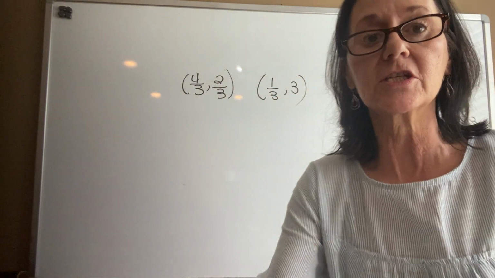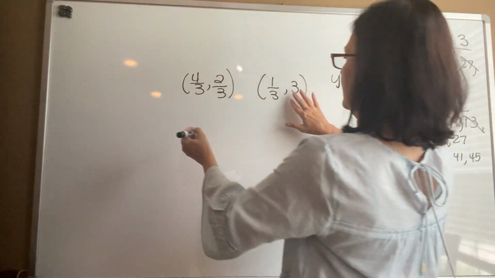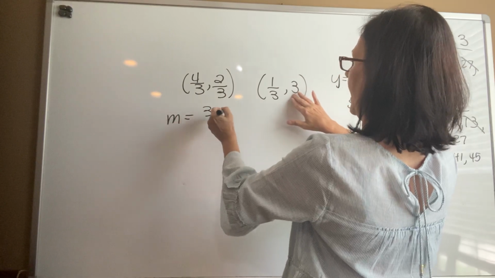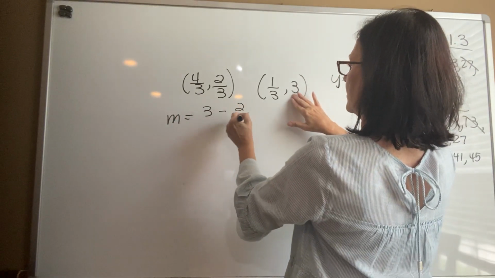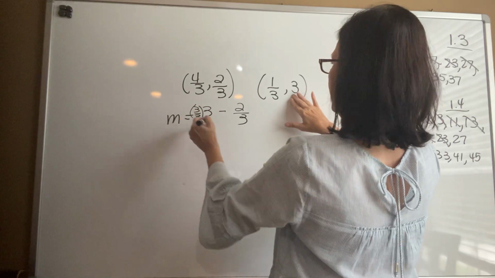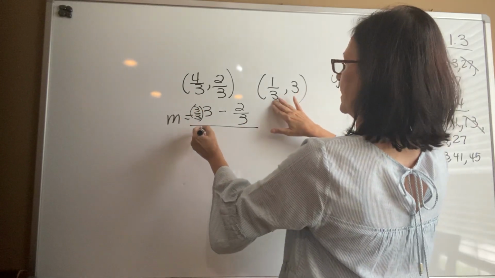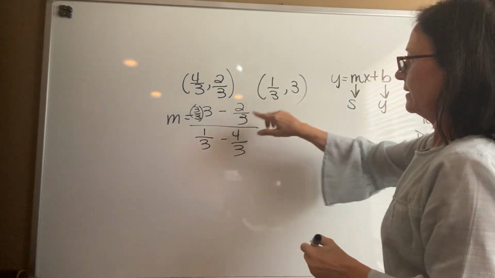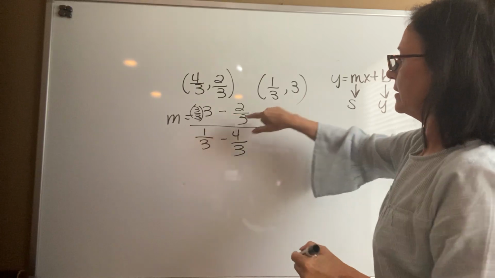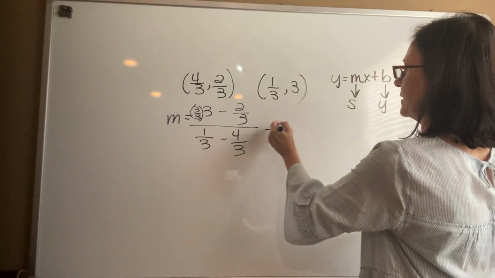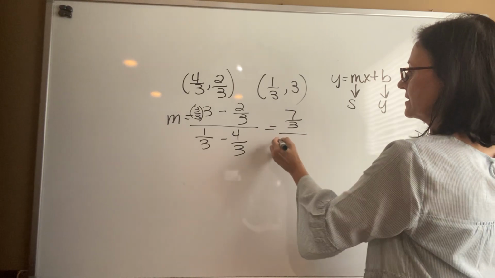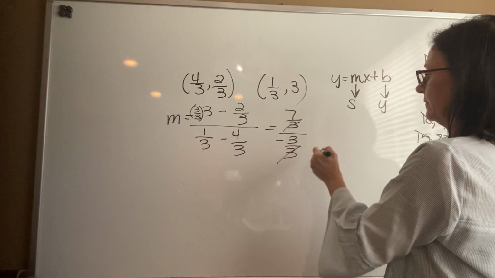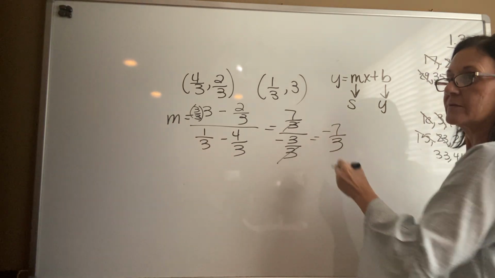All right, we've got to find the slope first. So the slope is the change in y. 3 minus 2 thirds. I'm going to multiply that by 3 over 3 so I have a common denominator. Over the change in x. 1 third minus 4 thirds. That's going to be 9 thirds minus 2 thirds, that's 9 minus 2, that's 7 thirds. This is going to be negative 3 thirds. Remember in algebra 1? So it's negative 7 thirds.